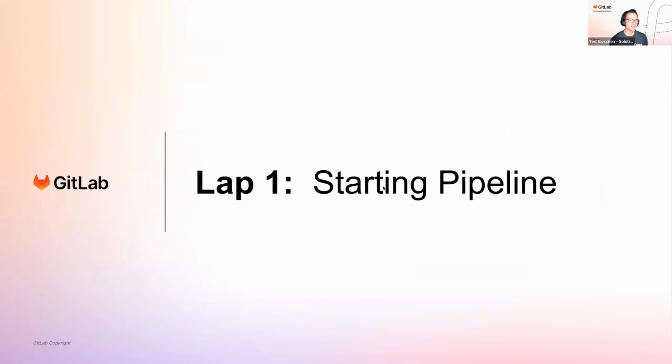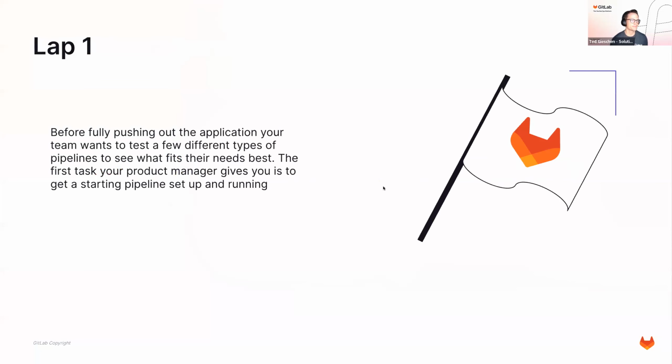All right. So now that we have everything set up, let's go ahead and start building our first pipeline. The first thing that we want to do before we actually start pushing anything is to determine what our pipelines should actually look like, so really see what is the best fit for our team's needs. Now, our product manager asked us to go ahead and just get a pipeline up and running.